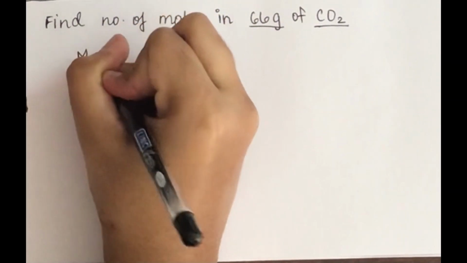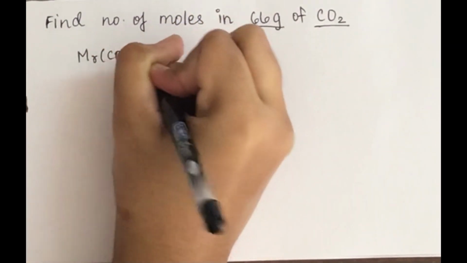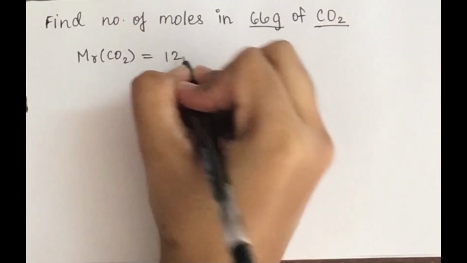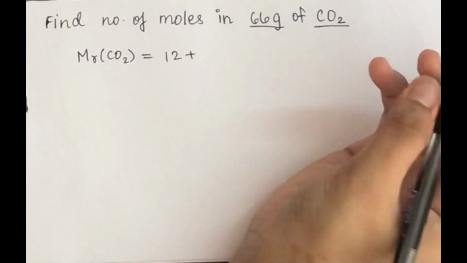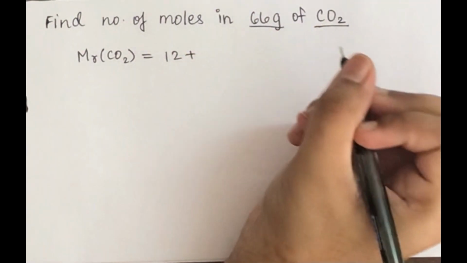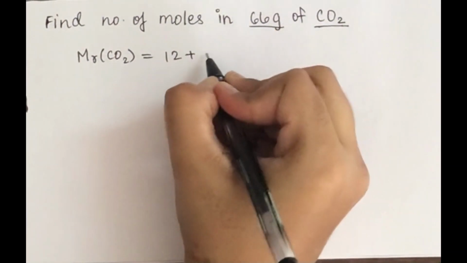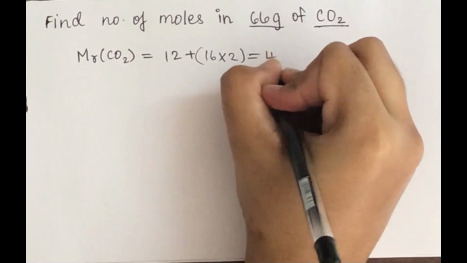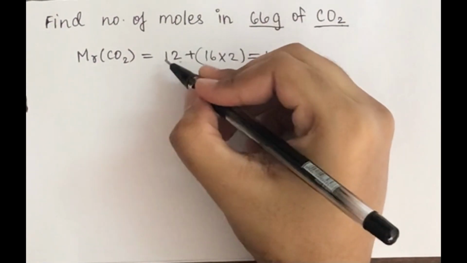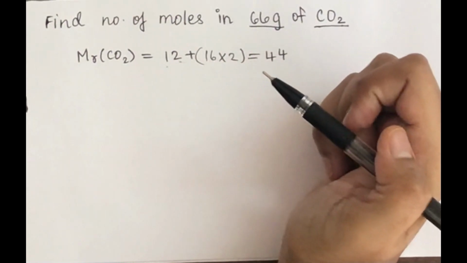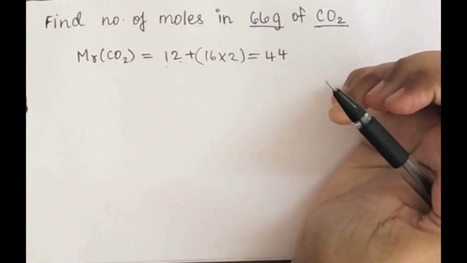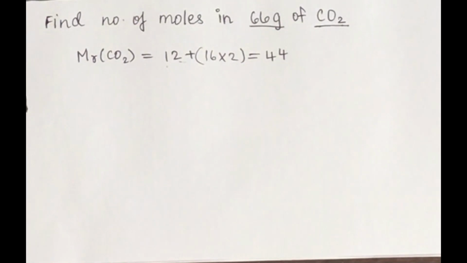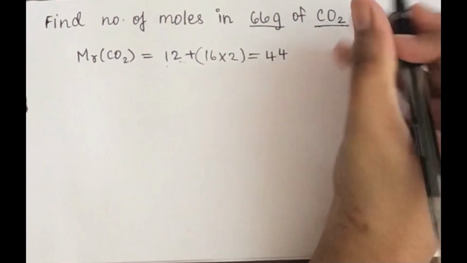MR of CO2 equals 12 plus, now oxygen, the AR is 16, so 16 into 2 since there are 2 molecules, so 16 into 2. That will give us the total of 44. Now you don't need to worry about these numbers because they are given in the periodic table already. The relative atomic mass, which is the AR for each element, is given in the periodic table. It's written under the element. Right. So now we have the MR of CO2.